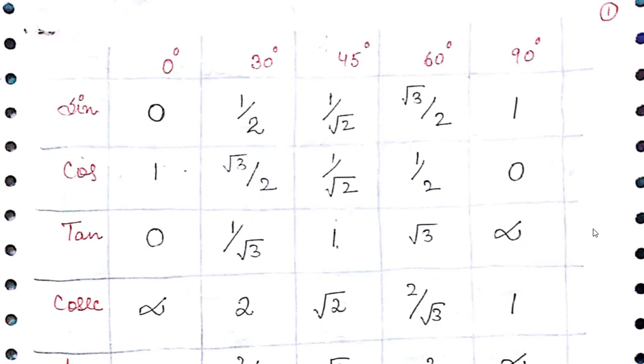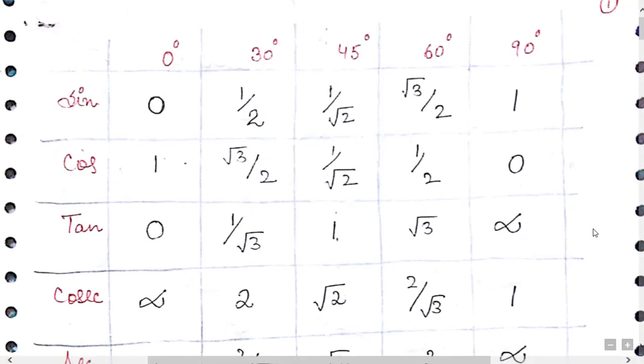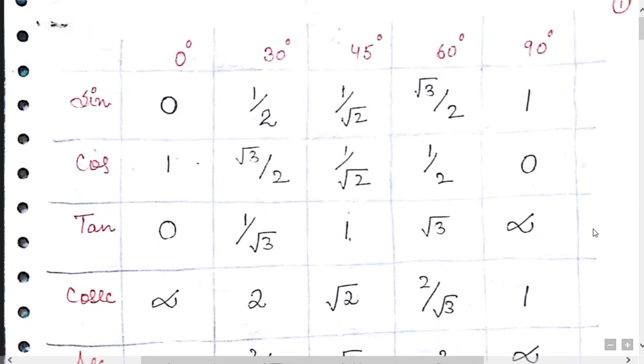Hello students, let us start with the second exercise of trigonometric functions. About this table you already completed in class 10th, that is the value of sine 0, 30, 45, 60 and 90. These values are 0, 1 over 2, 1 over square root 2, square root 3 over 2 and 1. You already learned these values.